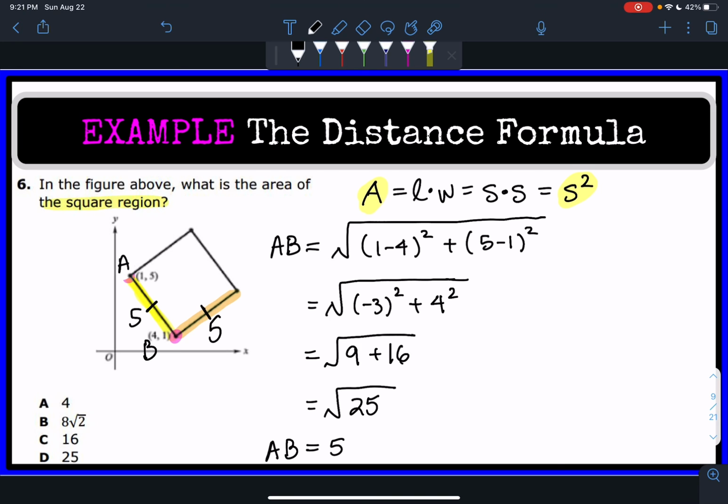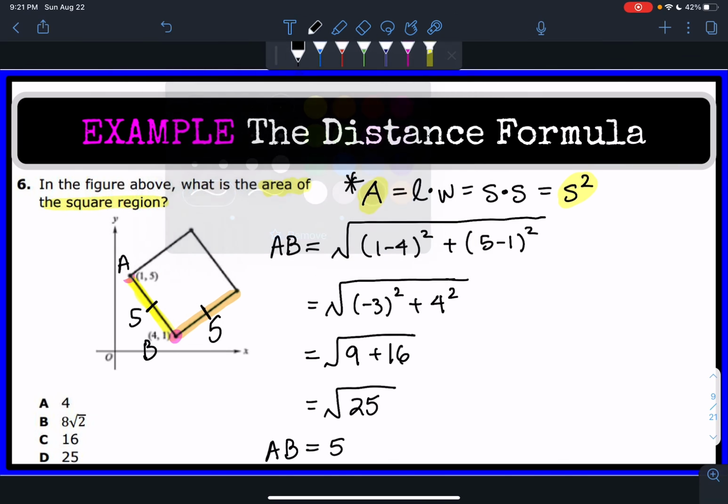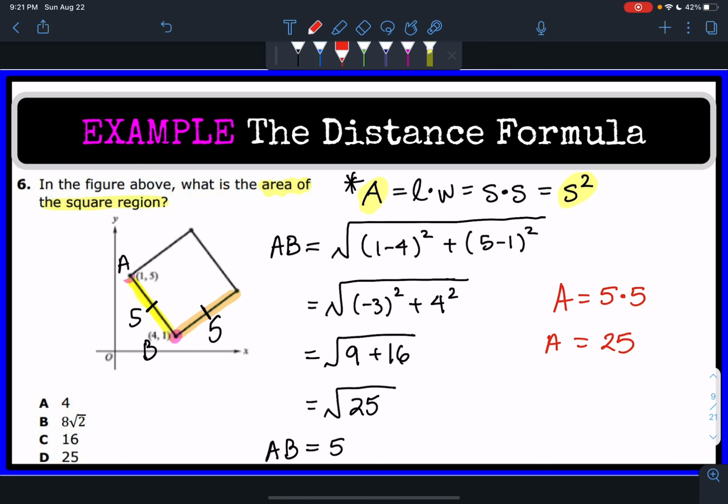And because we're asked to find the area of that square region, this is what we're trying to do. So I just simply need to multiply 5 by itself. So 5 times 5. The area is equal to 5 times 5, which is equal to 25. So the area of this square region is equal to 25 square units. So letter D would be the correct answer.